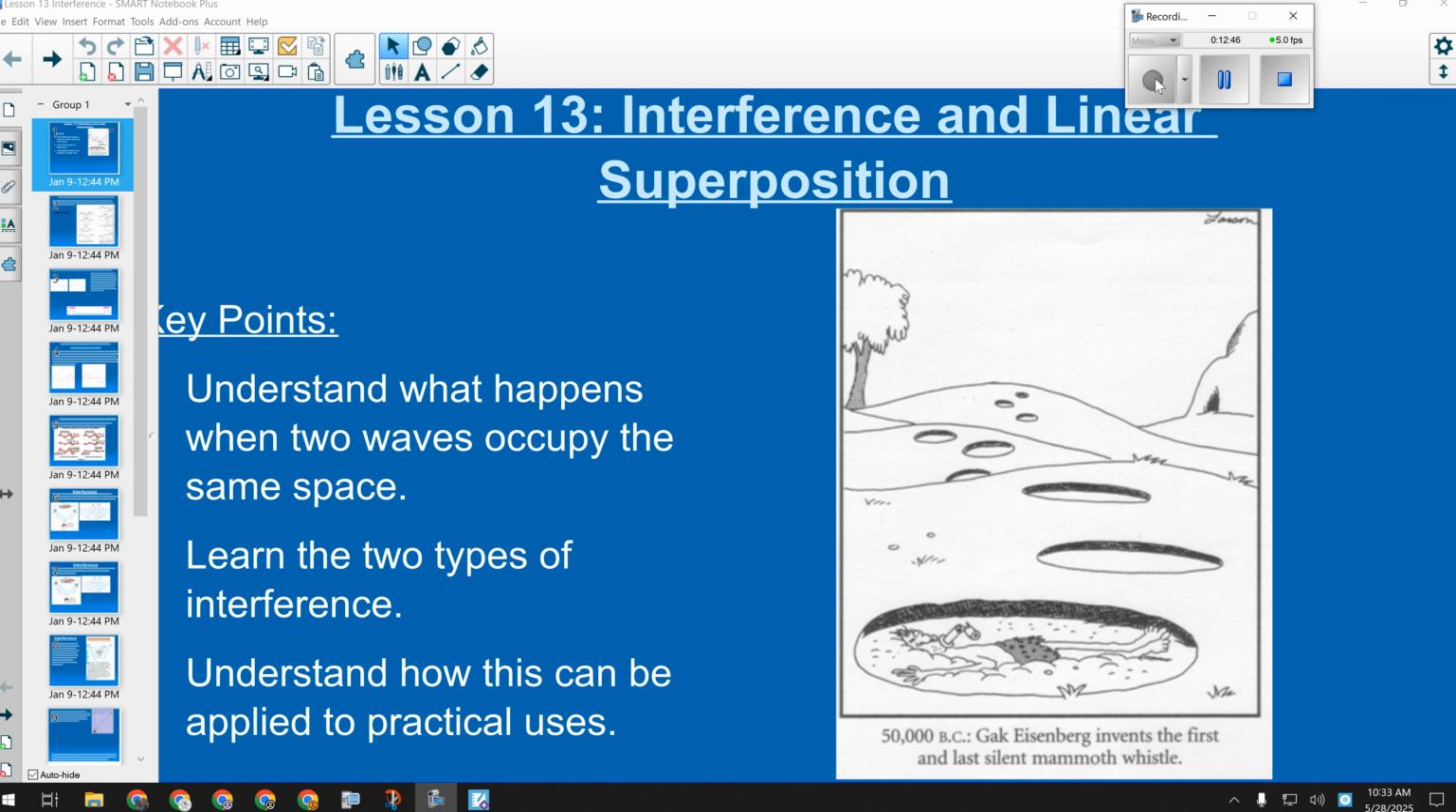So on a string instrument, that's the hourglass-shaped body. The waves bounce around in there and they interfere constructively. The whole cavity resonates at a higher amplitude than the string that was plucked, producing a louder sound.